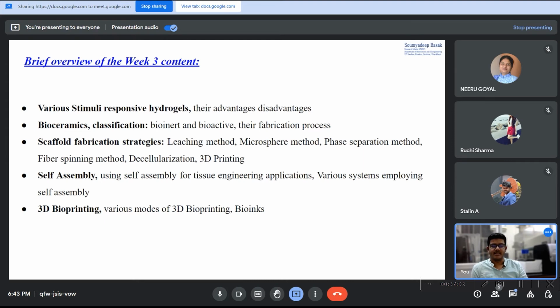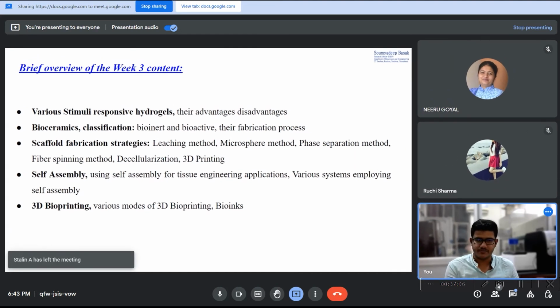Okay. Then we go to week 3. What are the various stimuli responsive hydrogels that we have talked about? Bioceramics and their classification, scaffold fabrication strategies like the leaching method, microsphere method, phase separation method, fiber spinning method, like the electrospinning method, or decellularization, 3D printing. Then self-assembly, 3D bioprinting, bioinks, we have talked about, right? What is self-assembly, how self-assembly works, we have talked about.